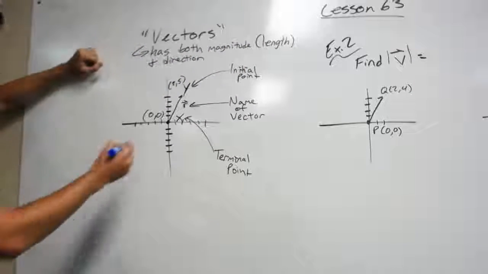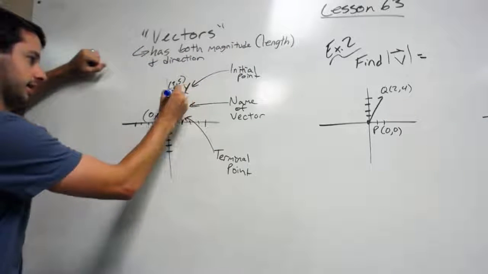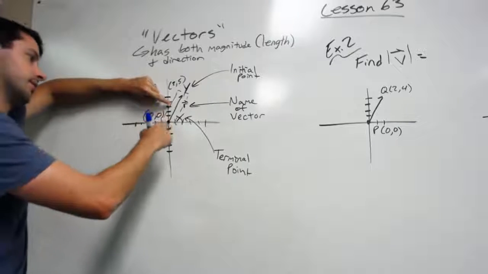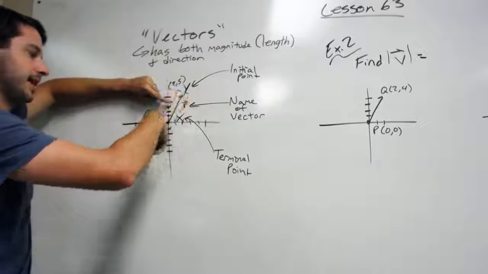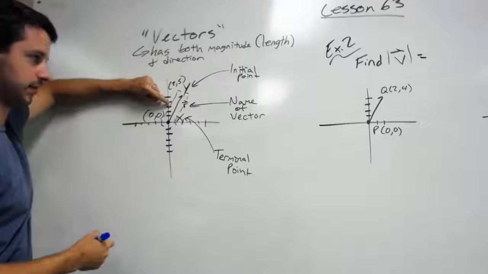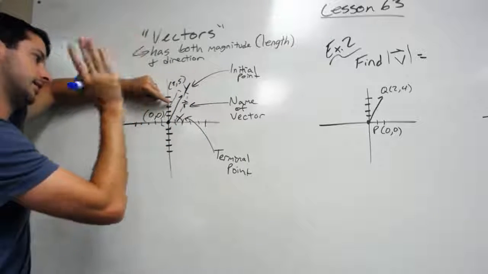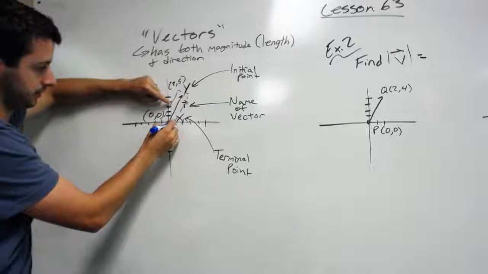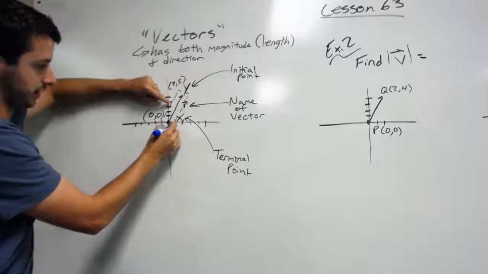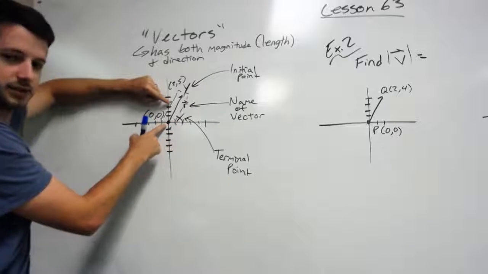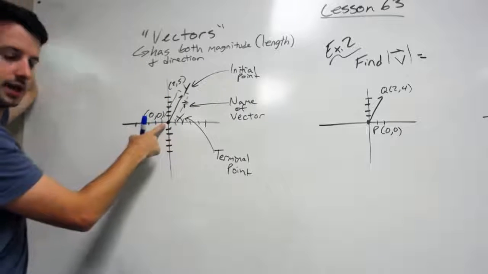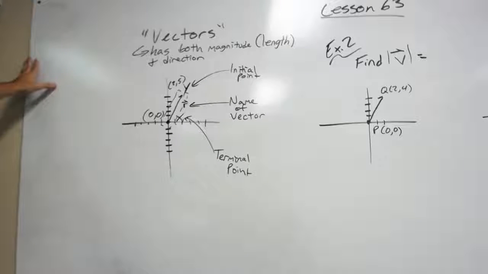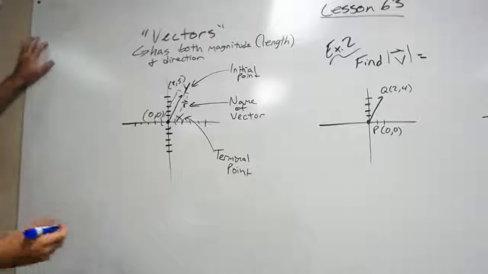So right here, I'm going to highlight our vector. Right here is our vector. It has a direction and it has a magnitude. All right, it has a length to it and a direction that it is going. This point right here is point X. Okay, the big dot. That is known as our terminal point. Our terminal point is the end point of the vector.